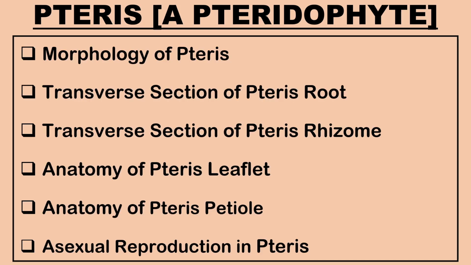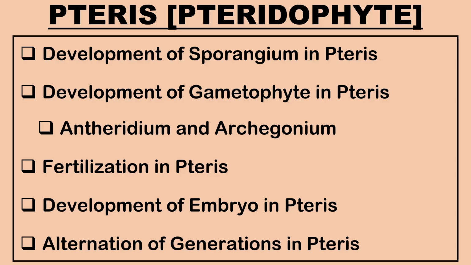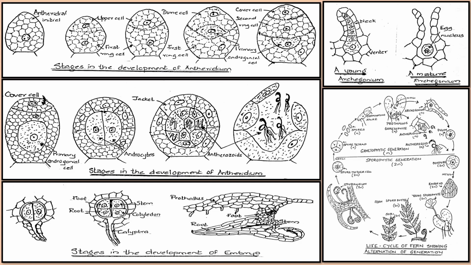Hello! In today's video, we shall learn in detail about Pteris fern. By the end of this video, you will have a clear understanding about its morphology, anatomy of root, rhizome, leaflet, petiole, reproduction, development of sporangium, gametophyte, antheridium, archegonia, embryo, and alternation of generations.